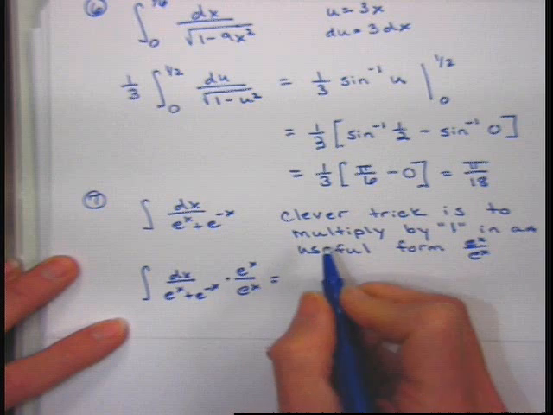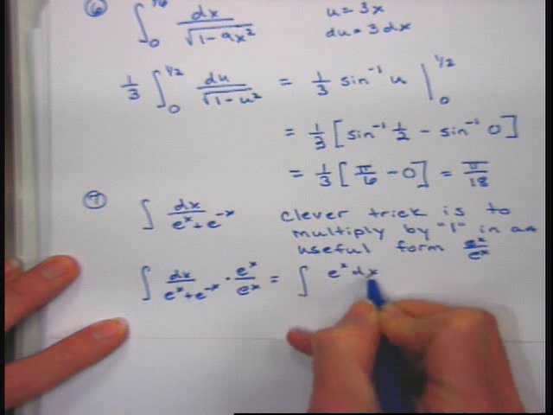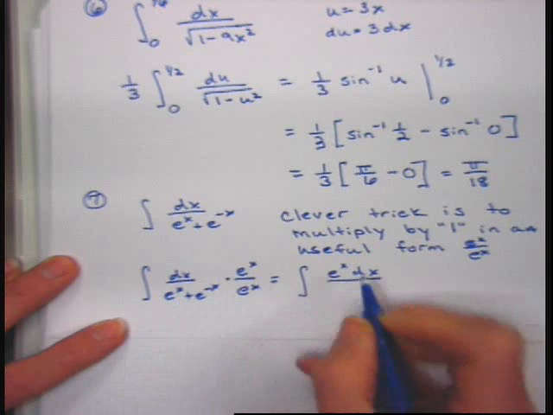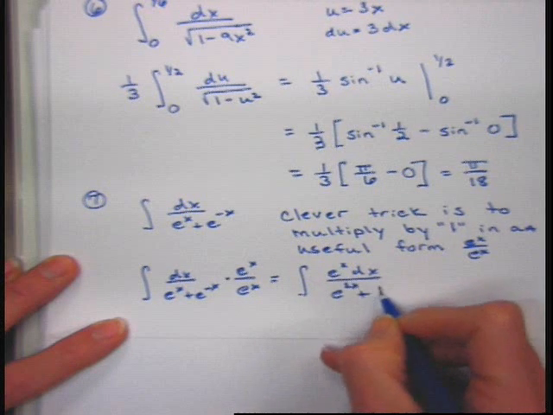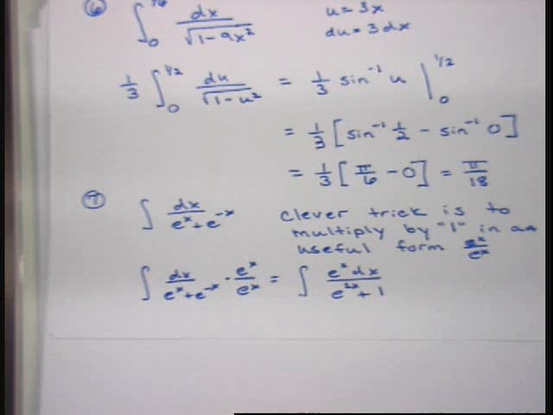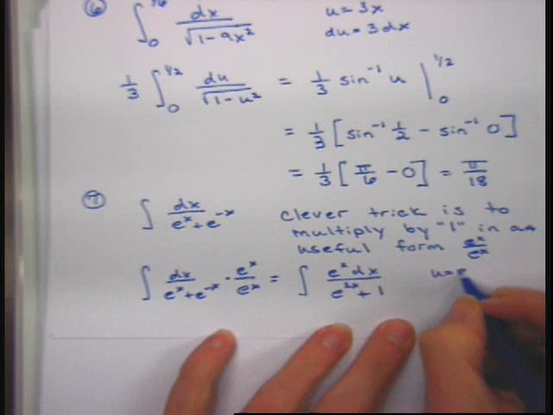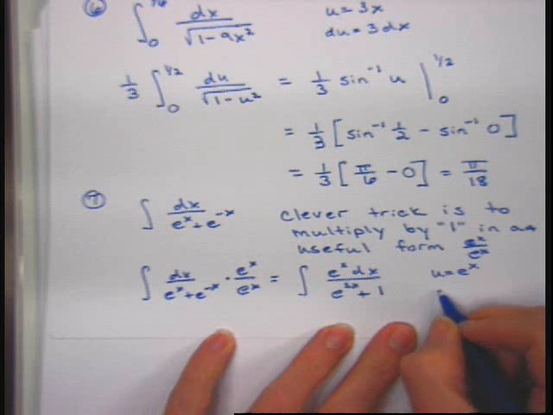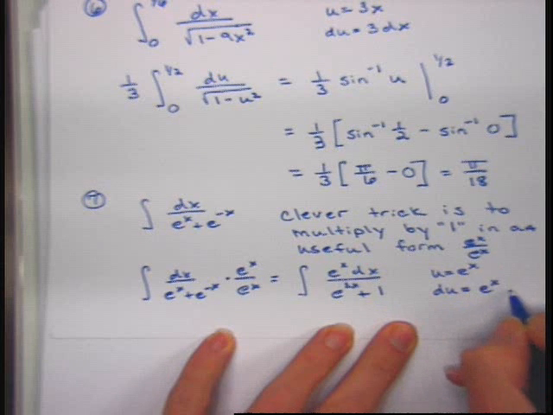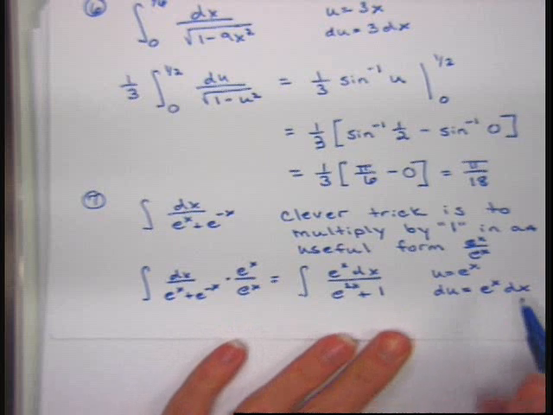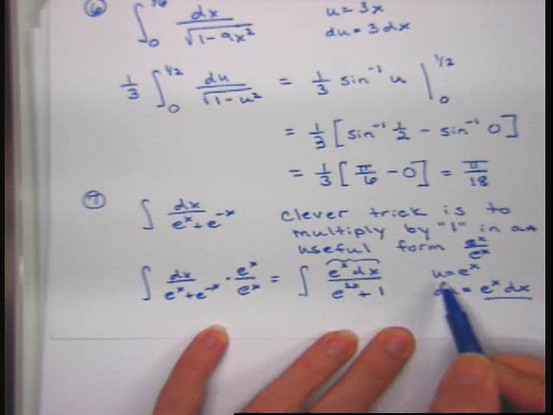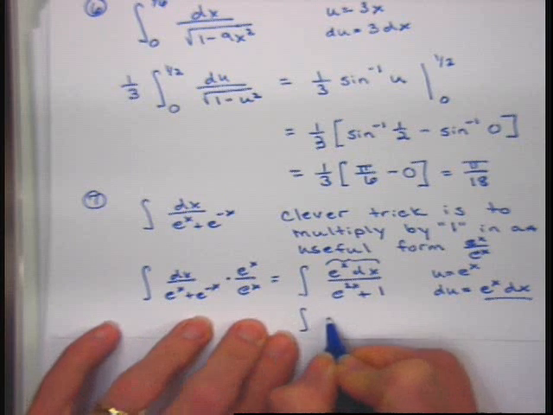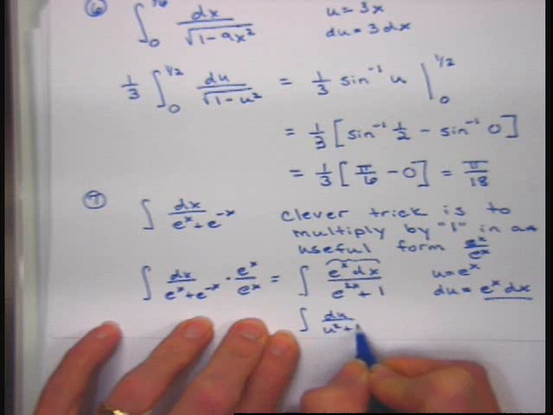Well, what that's going to make is antiderivative e to the x dx over e to the 2x, and then e to the negative x times e to the x is e to the 0, which is just going to be plus 1, right? And then if I let u equal e to the x, this is really snazzy, then du is equal to e to the x dx, right? Okay, so that is right here. And what I can do right here is, instead of e to the 2x, I can put a u squared. So this will be the antiderivative of du over u squared plus 1.